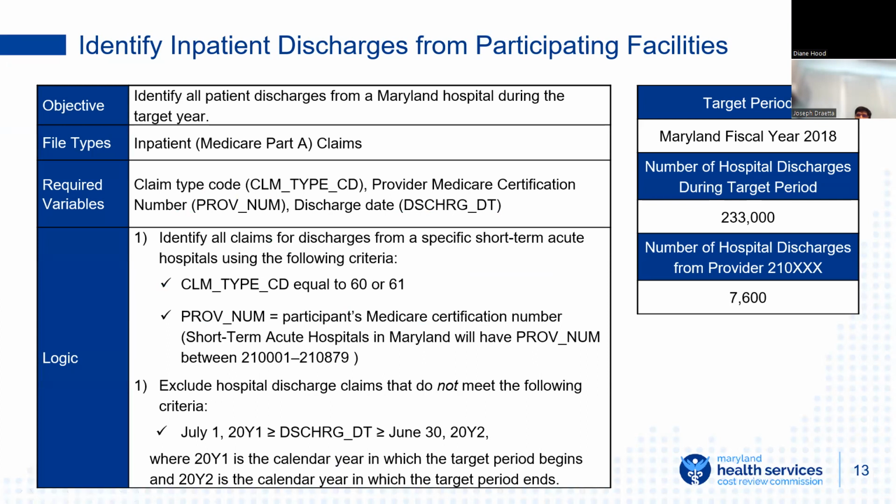All right, so this is the first step: to identify inpatient discharges from participating facilities. Really quick, each of these subsequent slides is going to provide a description of what each logical step does. It'll provide what particular types of files this step needs and the particular variables from those files, and it also provides some simple, very basic pseudocode or logic that should be implemented in the computer programs to apply these restrictions.